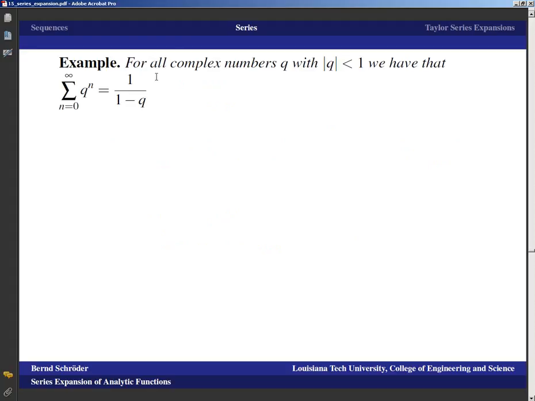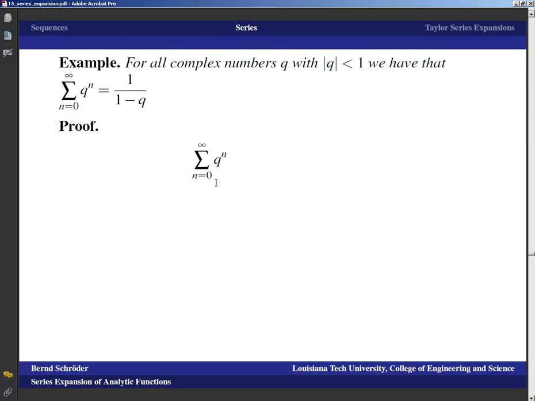Now a couple of examples, or at least one very important example, and that's the geometric series. For every complex number q with absolute value of q smaller than 1, we have that the sum from n equals 0 to infinity of q to the n is 1 over 1 minus q.